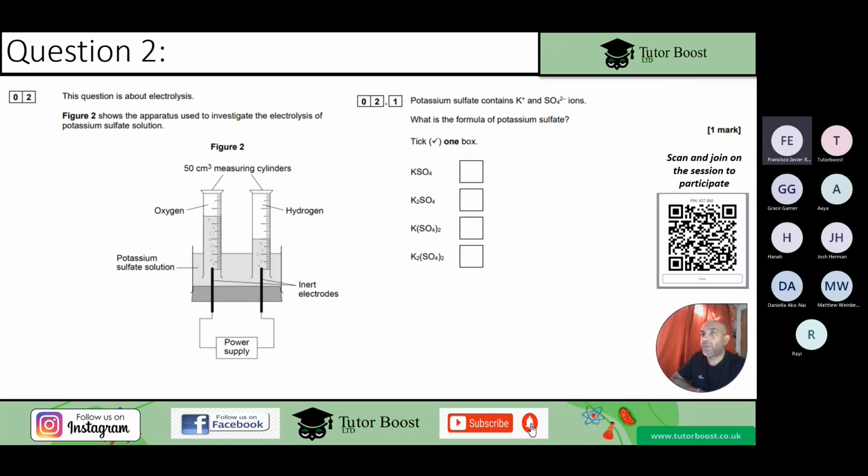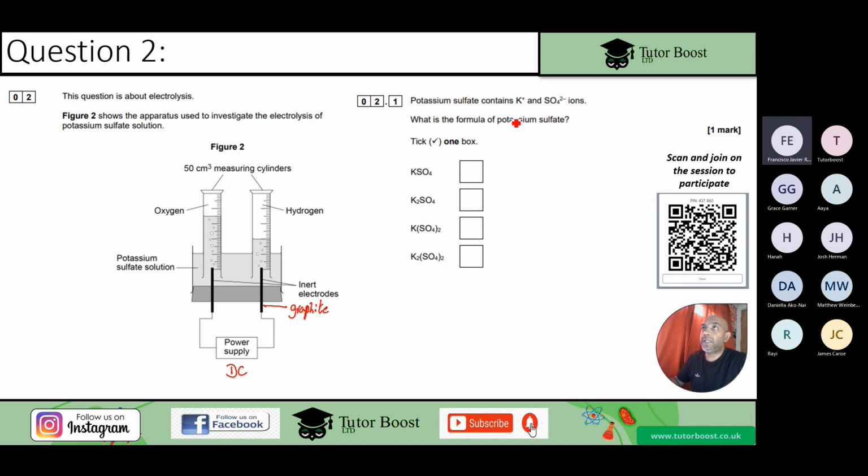Next question. This question is about electrolysis. Figure 2 shows the apparatus used to investigate the electrolysis of potassium sulfate solution. So you have here a power supply, which is usually supplying DC current, and you have inert electrodes here, which is usually made up of carbon or platinum. It could be a platinum wire, or it could be graphite, which is usually carbon. So on one side you have hydrogen being produced, and on the other side you have oxygen being produced. You have potassium sulfate solution with 50 cm³ over those electrodes.